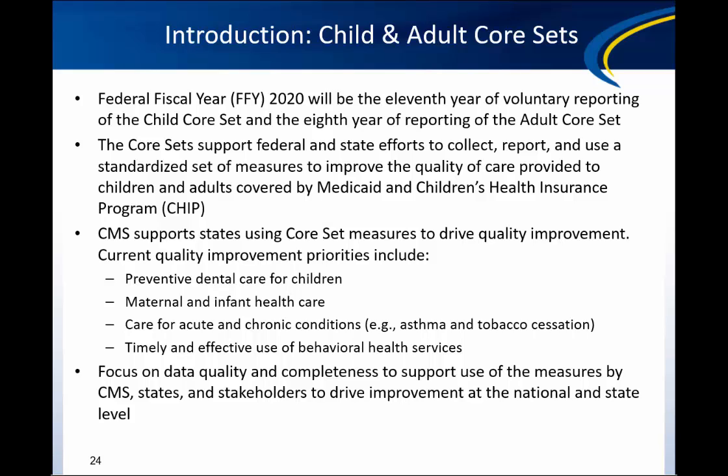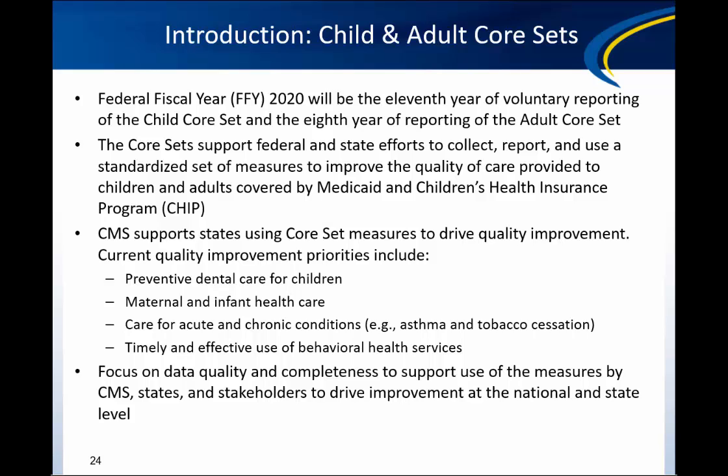You guys have already done a lot of work on getting the foundation for quality reporting done, and so we are now working with you more on additional quality assurance on that data. So as you are well aware, the core sets support federal and state efforts to collect, report, and use a standard set of measures to improve the quality of care provided to children and adults in Medicaid and CHIP. And we really want to help support our state partners in using this data for quality improvement.